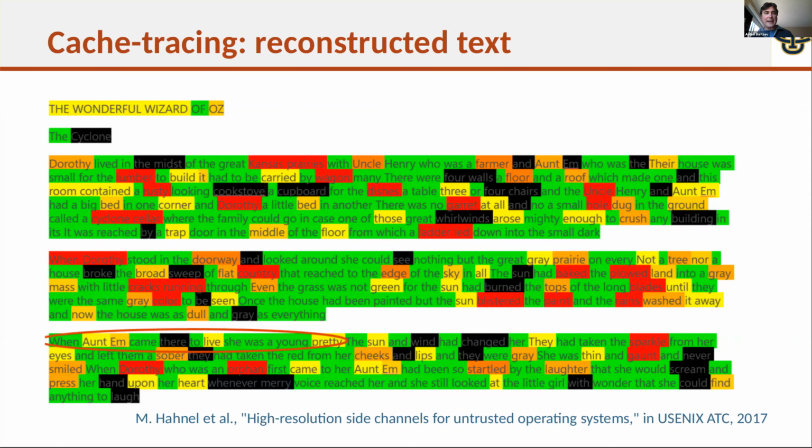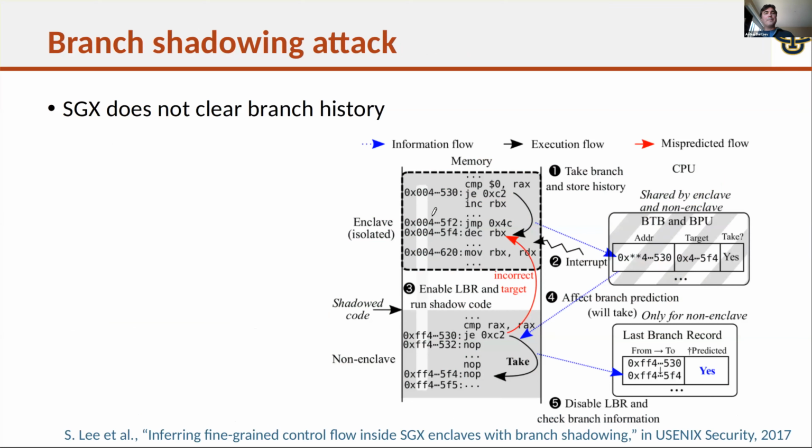Okay, in this slide, they were reconstructing the Wizard of Oz again with MapReduce. You can see that it looks like real text, right? So they didn't manage to reconstruct it. Another interesting thing is that you can also observe not only cache line accesses, but taken and non-taken branches. In my previous example, I was saying something like this, and then touch a cache line here, but it's better than this.